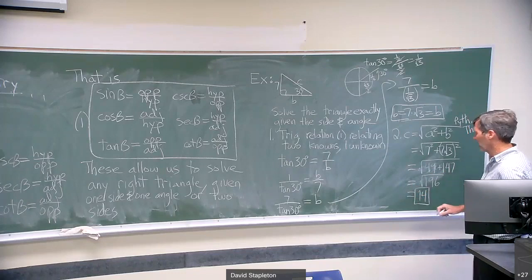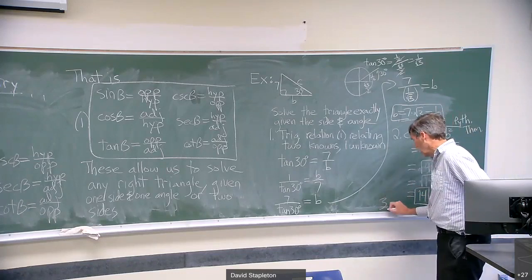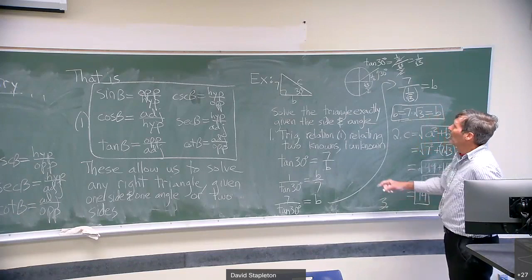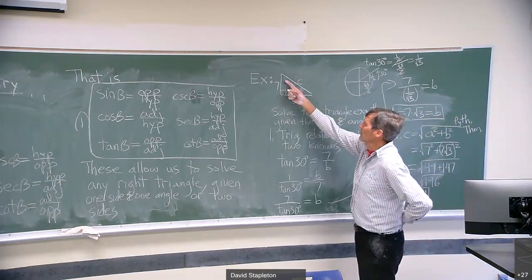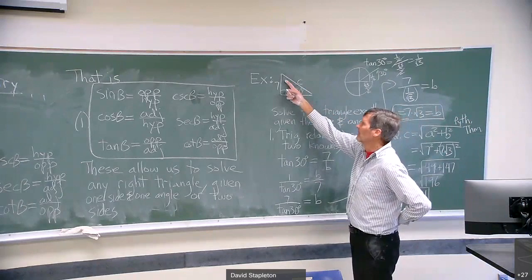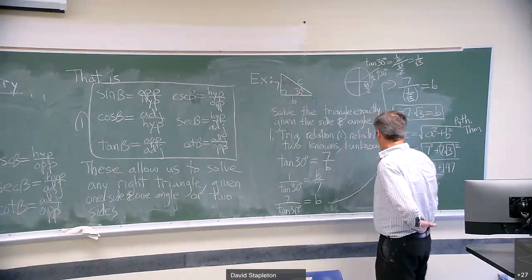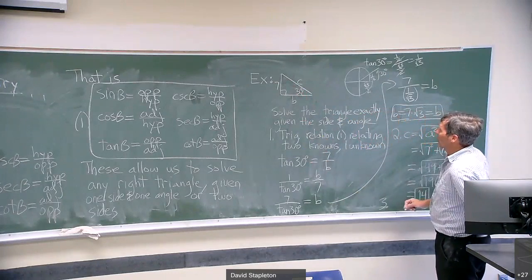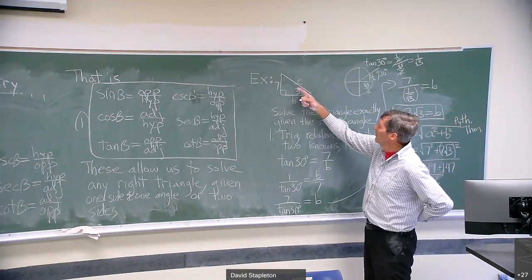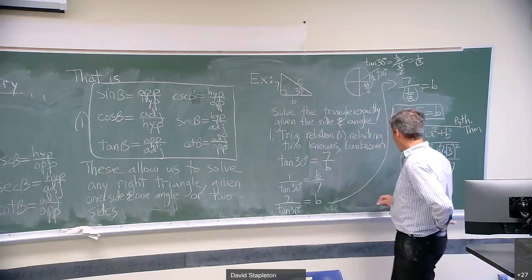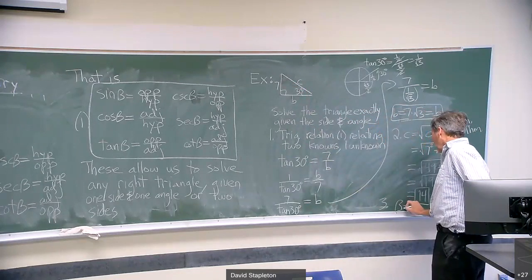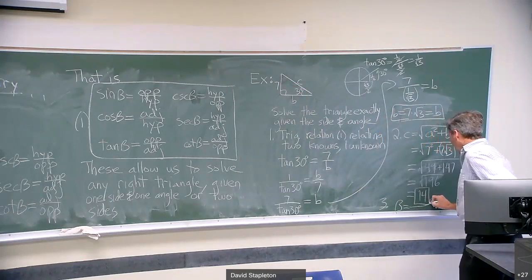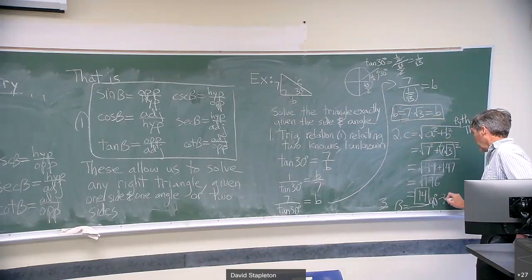And now the last one, the easy one, is to find the last angle. We could have done this first. In a right triangle, remember these angles are always complementary. They add up to 90. Right? So if this one's 30, this one has to be 60. So we can write immediately now that, let's see, this is beta because it's opposite b. Beta must be 90 minus the other angle, 30, must be 60 degrees.